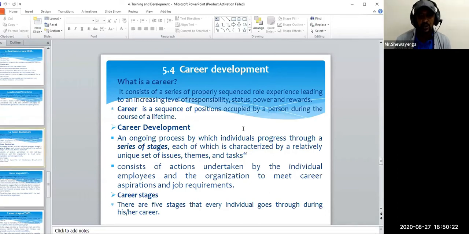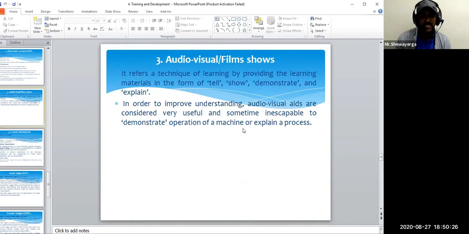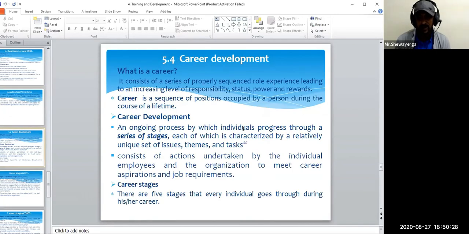So we'll directly go to development. We'll directly go to career development, because earlier we said what development is. It is overall improvement, which is focused on career development. So what is career development? First we'll see what is career. What is career?